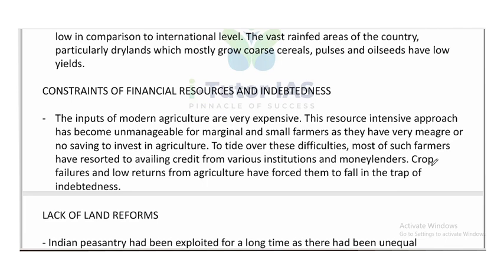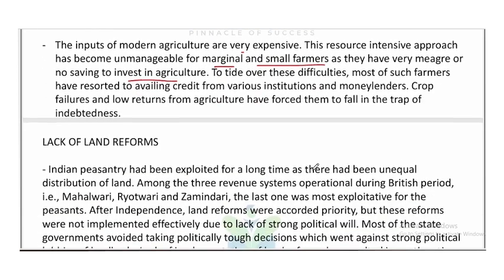Now, constraints of financial resources and indebtedness. The inputs of modern agriculture are very expensive. This resource intensive approach has become unmanageable for marginal and small farmers as they have very minimum or no savings to invest in agriculture. To tide over these difficulties, most of such farmers have resorted to availing credit from various institutions and money lenders. Crop failures and low return from agriculture have forced them to fall in the trap of indebtedness.